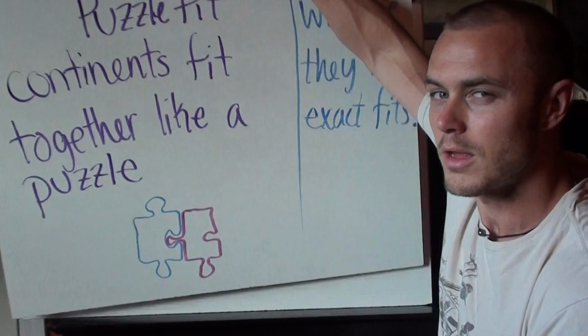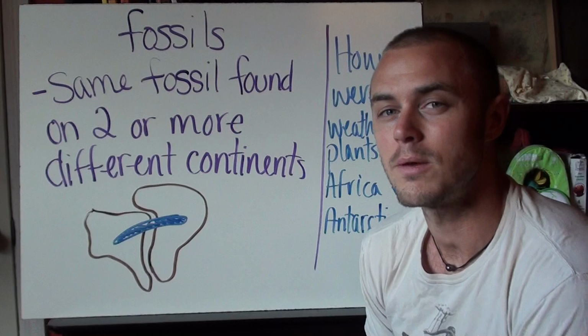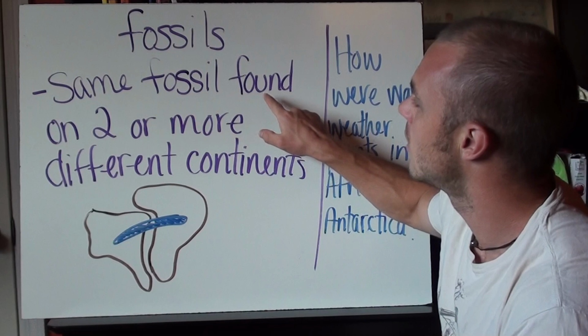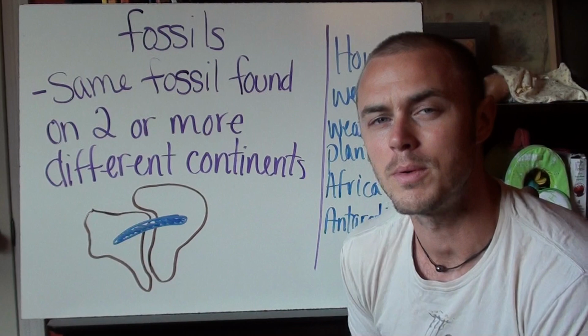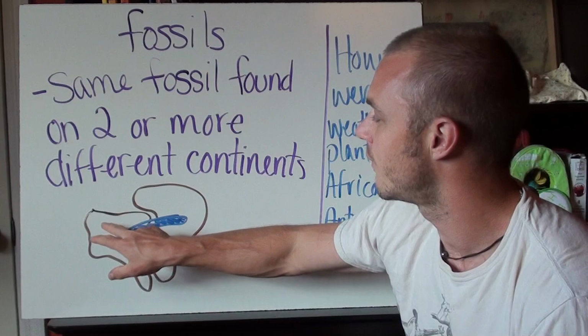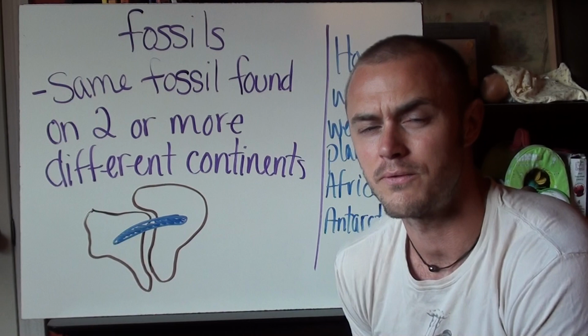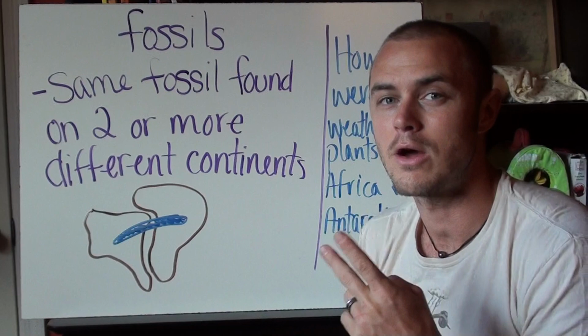Next, scientists started comparing information about fossils. And what they found was the same fossil found on two or more different continents. This is a big deal because they were finding giant dinosaur fossils on two different continents. So if you have South America and Africa, and they share this same fossil, it is going to be the same species of animal. Also, it's going to be during the same time period. Now, a giant dinosaur cannot swim across the Atlantic Ocean.